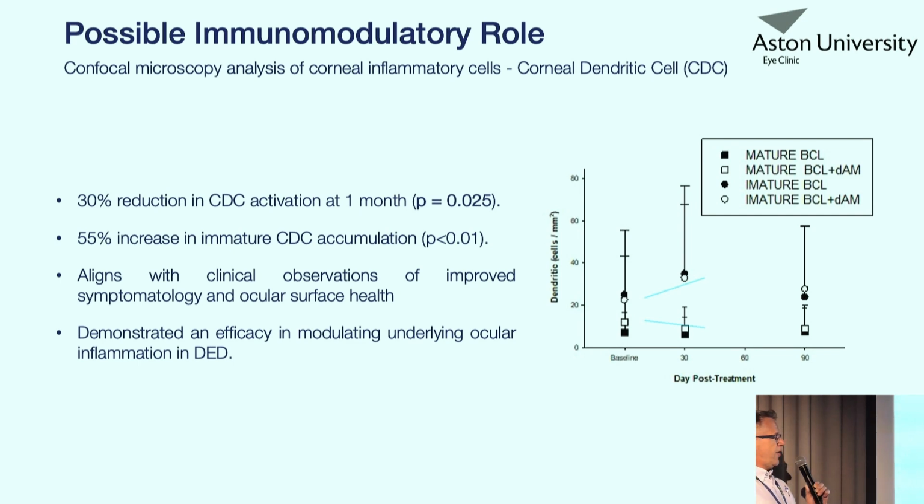In a similar vein, the IVCM allowed us to count and look at corneal dendritic cells, which are inflammatory cells in the cornea, and they change shape depending on whether they're activated or immature. And what we were able to show was that there was a significant 30% reduction in the activation of these inflammatory cells as a result of the treatment. And we were able to corroborate that with the accumulation of immature cells. So rather than them being destroyed, what we think the amnion is doing is blocking their activation. So it's an immunomodulatory role. Again, this was a novel discovery for us, and we're looking into it further.